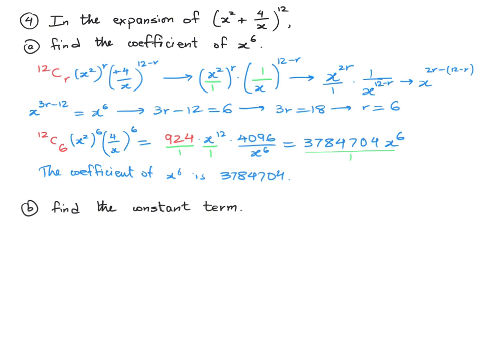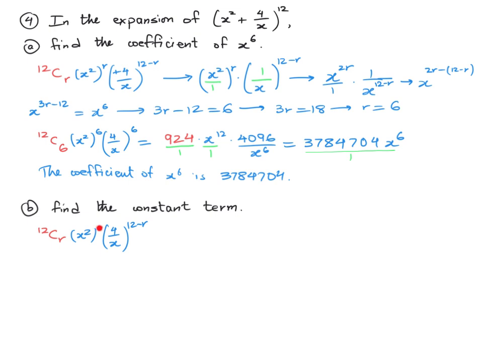Now part B wants us to find the constant term. Well, the constant term is the one that has no x's in it. So I have to do something similar to what I did over here and try to get no x's, or in other words, x to the 0. So again, I know that I need to have 12 choose something, so 12 choose, let's say, r, and then I'm going to have r of those x squared, and then I'm going to have all the rest of the things, so 12 minus r, of the 4 over x's.